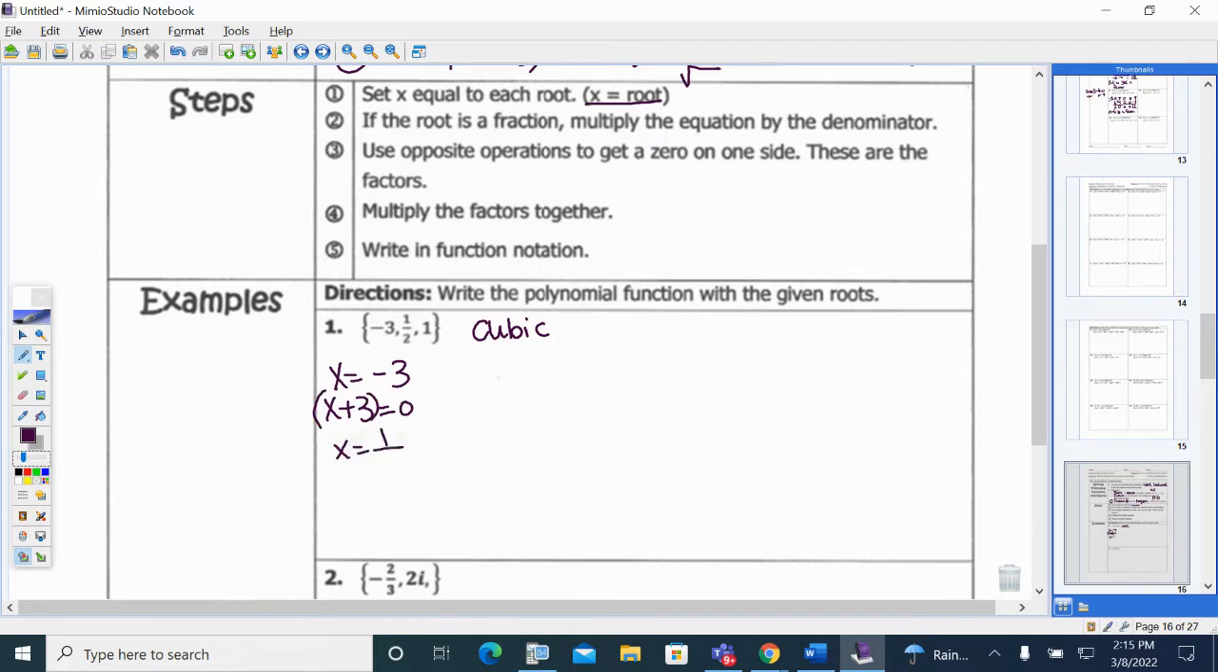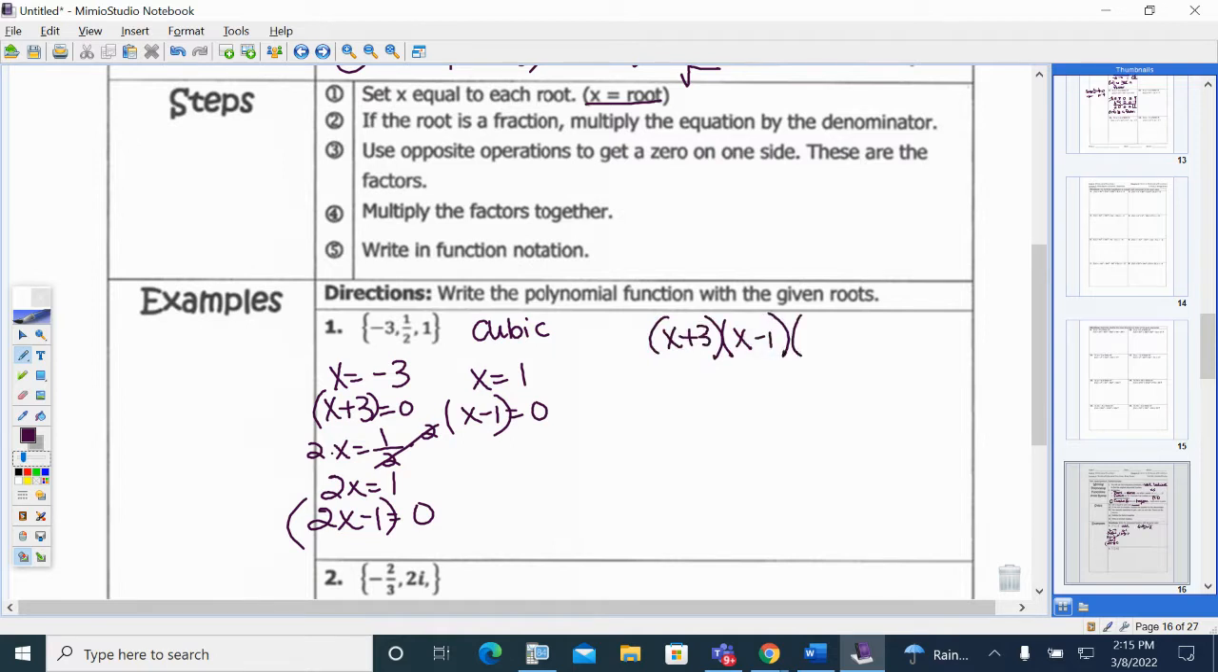X equals the 1/2. Multiply by the denominator to get rid of the fraction, and then use your opposite operations to turn it into a factor. And then the last one is x equals 1, minus the 1, again, to make it look like a factor. So we have to take our x plus 3 times our x minus 1 times the 2x minus 1 to come up with the polynomial function with those 3 solutions.